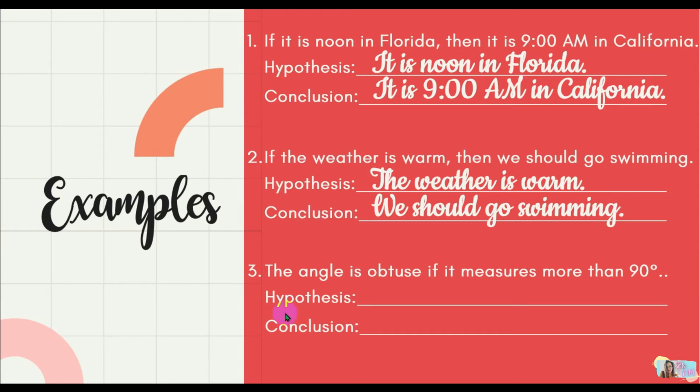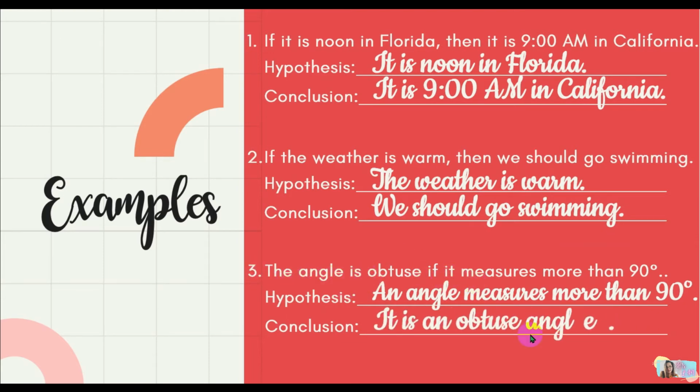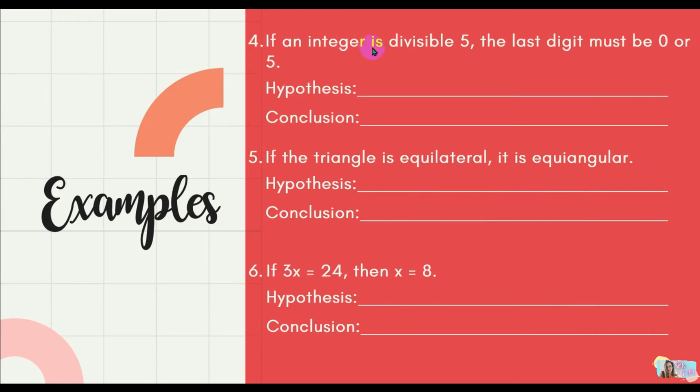Number 3. The angle is obtuse if it measures more than 90 degrees. Ayun yung if. Wala naman pong only if, di ba? If lang. So, it means, ito po yung ating hypothesis. And we can write it as the angle measures more than 90 degrees. Then for the conclusion, ito po siya: the angle is obtuse, or it is an obtuse angle. Next, number 4. If an integer is divisible by 5, the last digit must be 0 or 5.